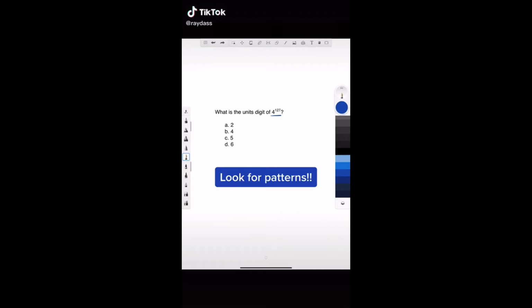So when you first look at this and you see 4 to the 127, it's like, what? Because that's not even going to work out in the calculator, and it's going to take forever to multiply all that out. And then it's like, units digit, what is the units digit? So let's start with this. What we're going to do when we have something that's way too large to figure out is we're going to see if we can find a pattern.